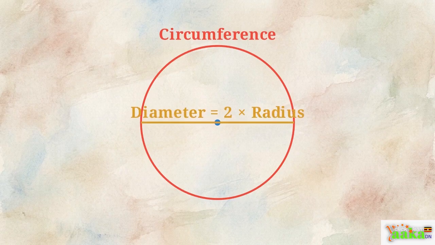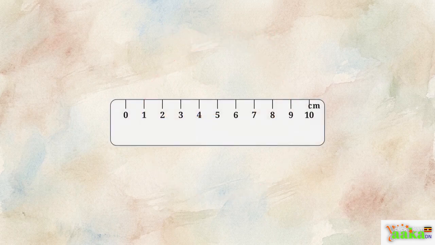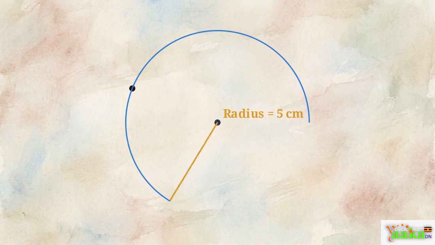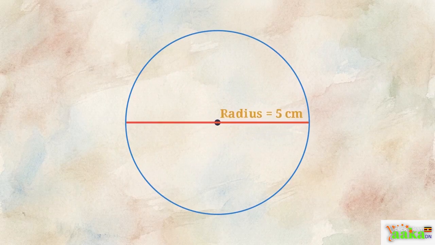Set your compass point at 0 on a ruler and the pencil point at exactly 5 centimeters. What will the drawn diameter be? It will be 10 centimeters. The compass width sets the radius, making the diameter double that starting width.